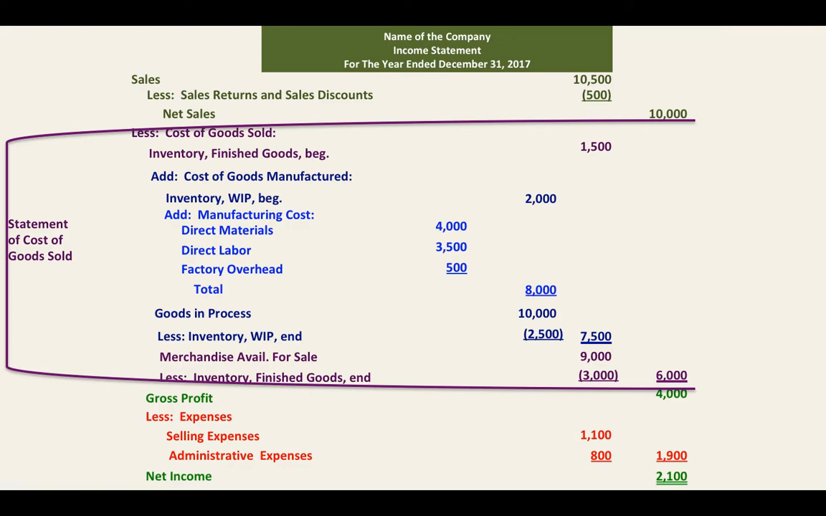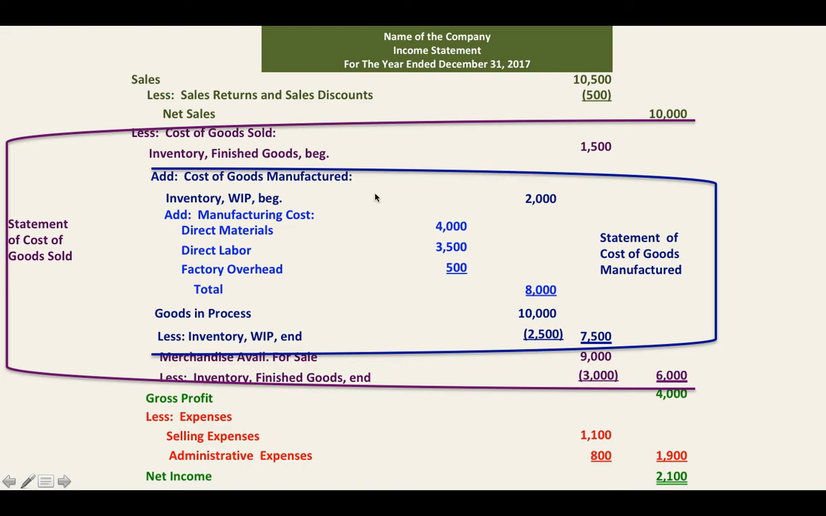There are also problems in the classroom that will only ask for the preparation of the statement of cost of goods manufactured. So in this case, if we are asked to prepare a cost of goods manufactured statement, we will present these accounts under the statement of cost of goods manufactured. So we will present the inventory work in process beginning plus manufacturing cost, which will give you goods in process, less work in process end. That will be your cost of goods manufactured.